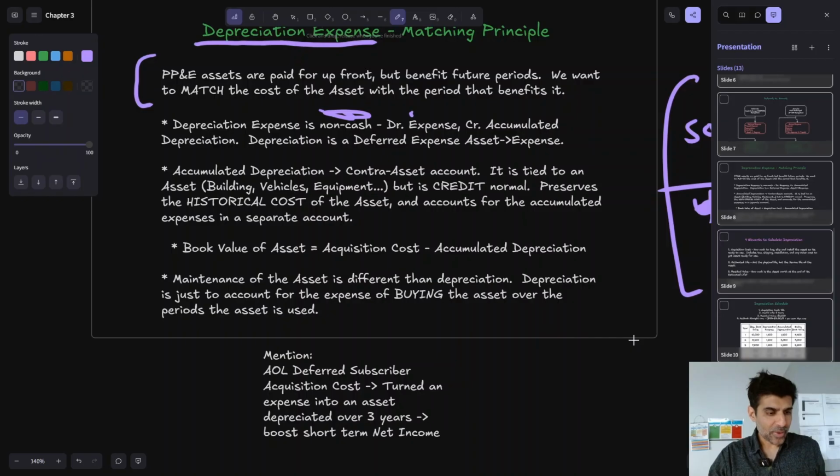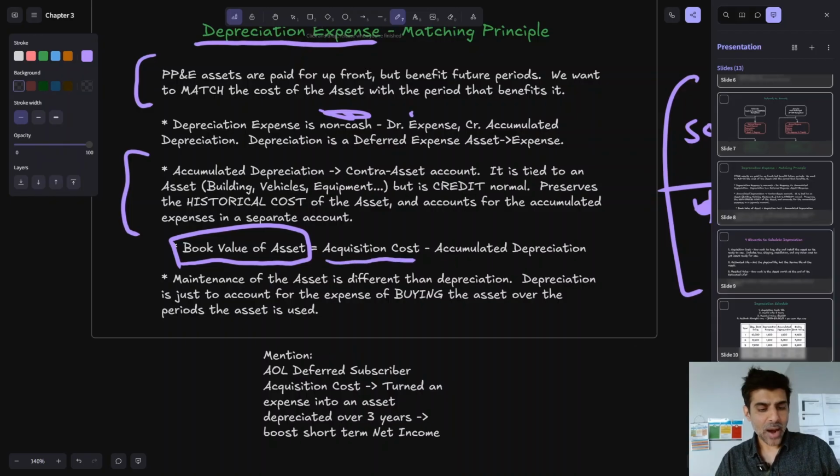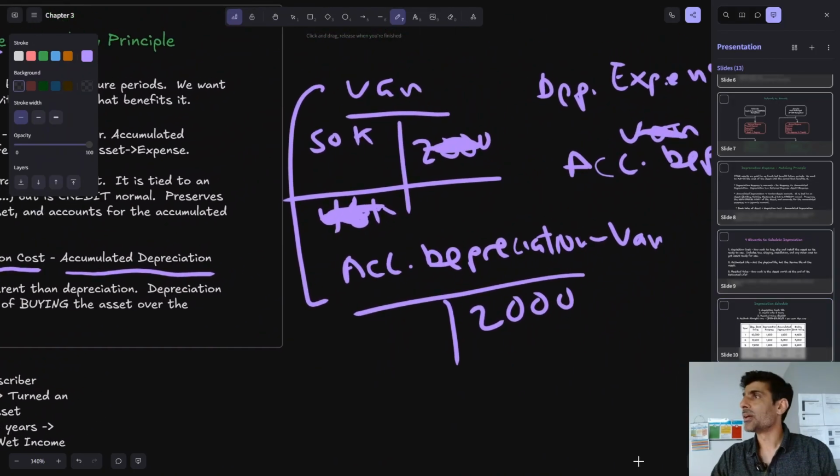So what else do we have to say about this? Yes, accumulated depreciation. We want to preserve the historical cost of our assets. The book value of our assets, which is terminology that's used, is the original price minus the accumulated depreciation. So in the case of our van, what is the book value? 48,000, right? It's 50,000, which is the cost, minus our accumulated depreciation of 2.